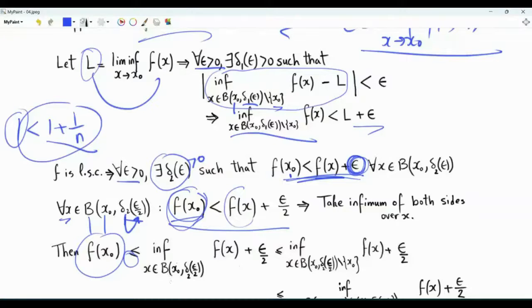Now what if we take the infimum and we exclude the point x0? This infimum is less than or equal to this infimum.